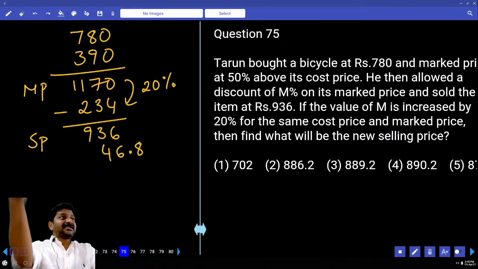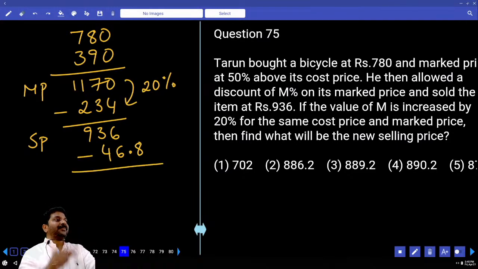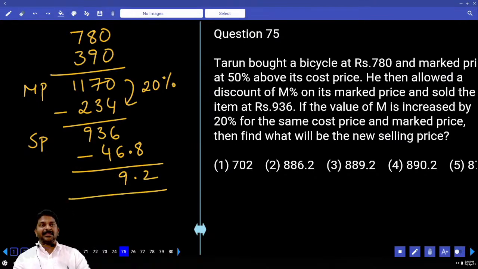46.8. Extra discount we are giving, right? In 936 already one discount is offered. That extra discount directly I am subtracting from selling price. Then our answer must end with 9.2. Third option, final answer. Even if you calculate, you will get 889.2.